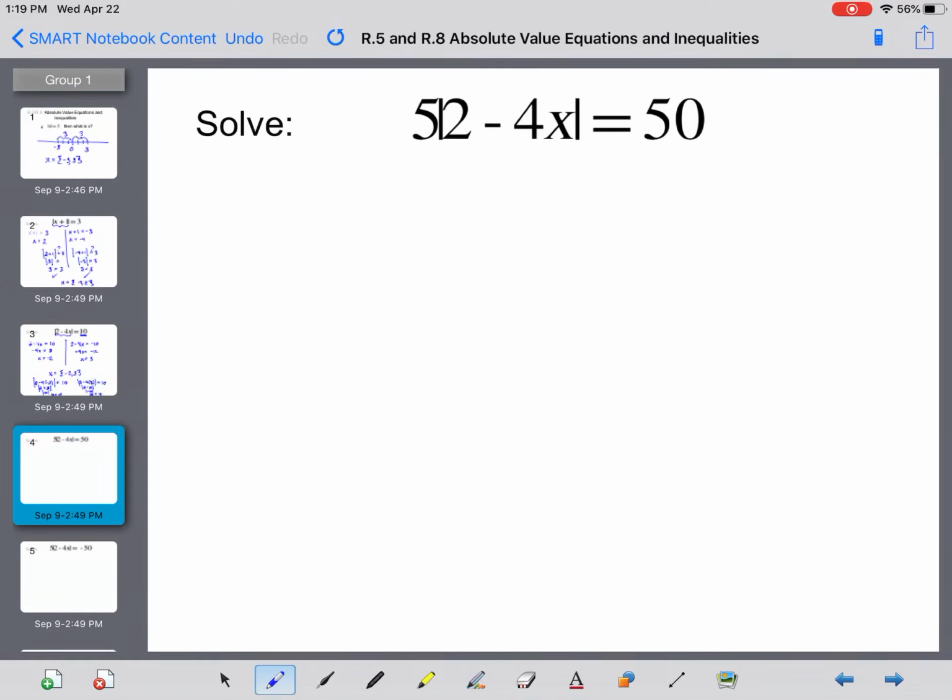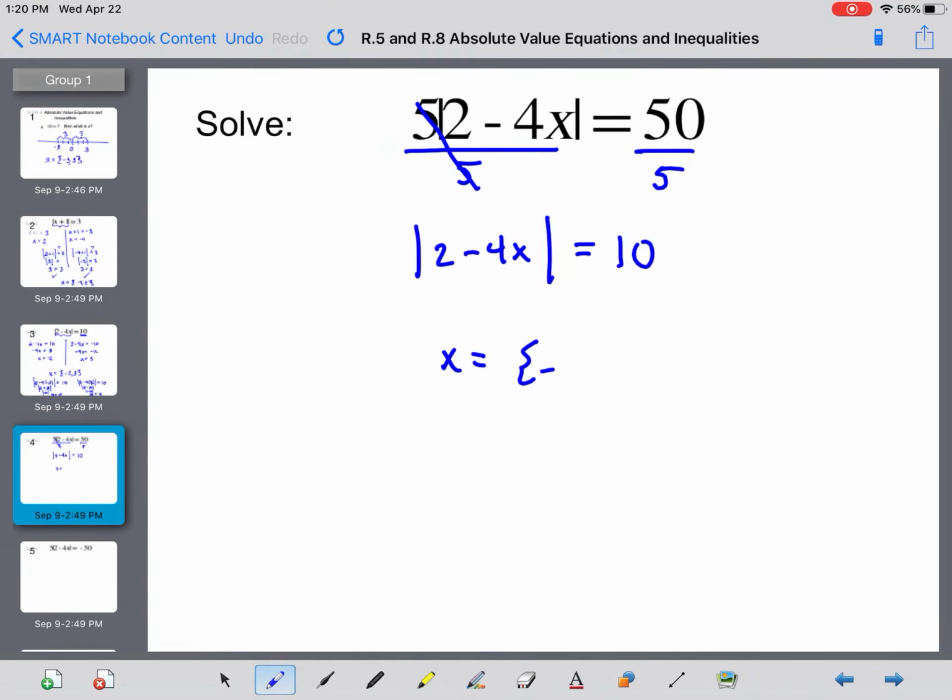Things can get a little bit crazier. So now this one we have 5 times the absolute value of 2 minus 4x equals 50. This one is very similar to our last one, except now we have this multiplier out front. So I need to get rid of that first, so that I can just isolate what I am taking the absolute value of. Now notice with that one step, this turns into exactly what we saw on the last problem. So refer back to that last slide, and we're going to end up with negative 2 and positive 3 for our solution.